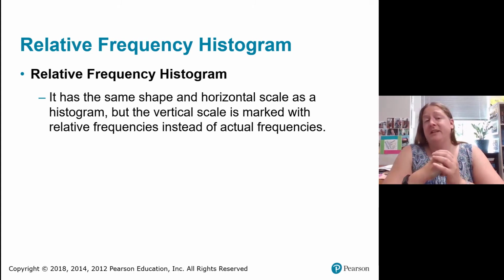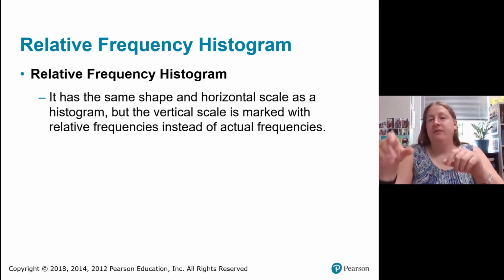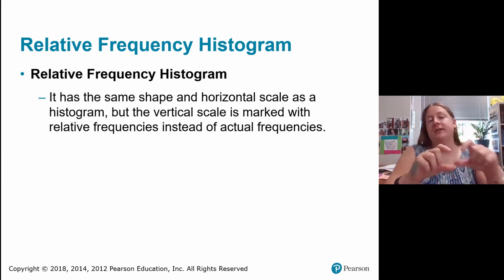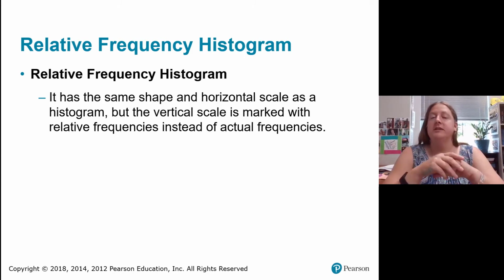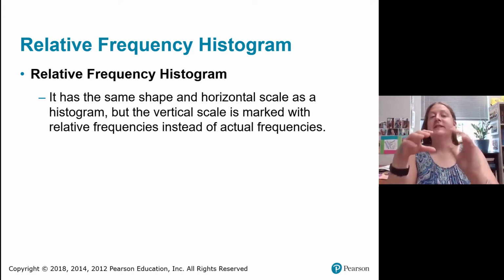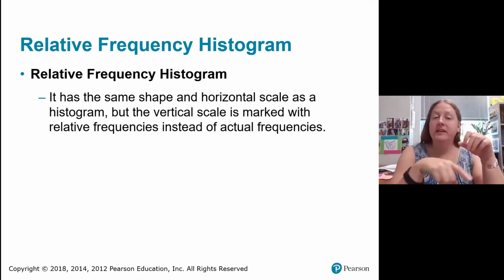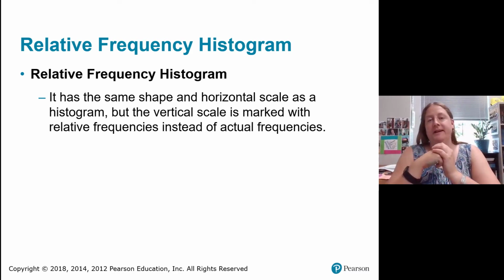A relative frequency histogram is the same as a regular histogram. The horizontal scale stays the same. It's still our class boundaries. But on the vertical scale, instead of having those frequency values, it has percentage values to give the relative frequencies. The shape and the spread and everything about the histogram will stay the same from the frequency histogram, the regular histogram, to the relative frequency histogram. The only thing that changes is the labels on the vertical axis.